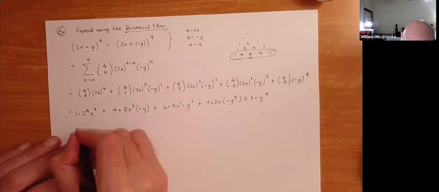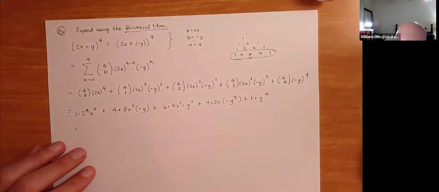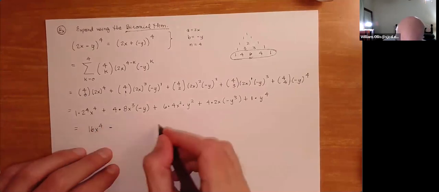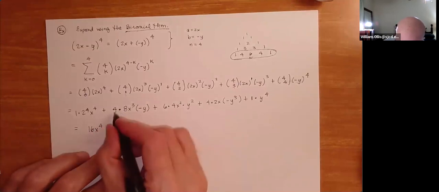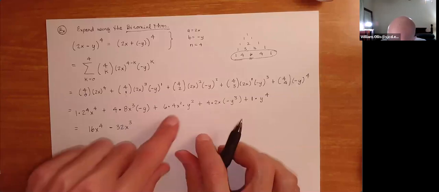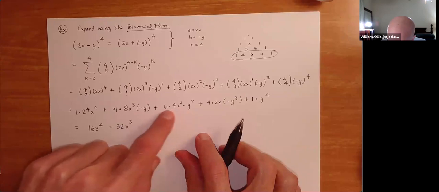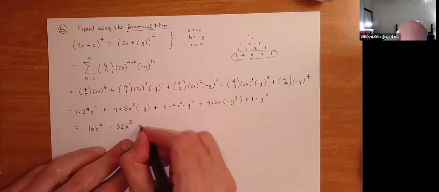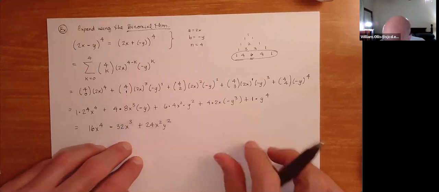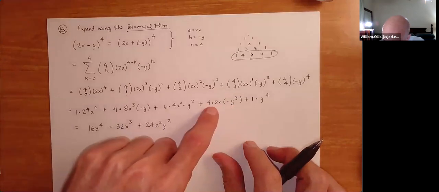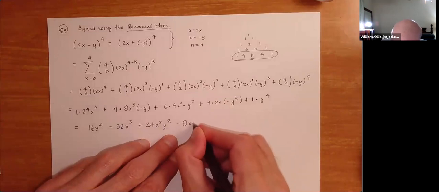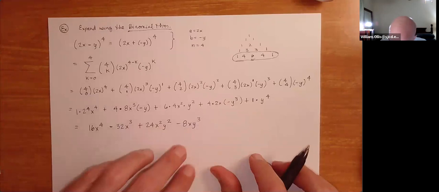Not a surprise. So now what do we get? Well, 2 to the 4th is 16, so we get 16x to the 4th. Now, of course, we have the negative here. So 4 times 4 times 8, that's a 32, so a negative 32x cubed. Now here we have the x squared times the y squared, 6 times 4, that's a 24, x squared y squared. Now, of course, here we have the negative, 1 times 8, negative 8, negative 8x y cubed, and lastly, y to the 4th.